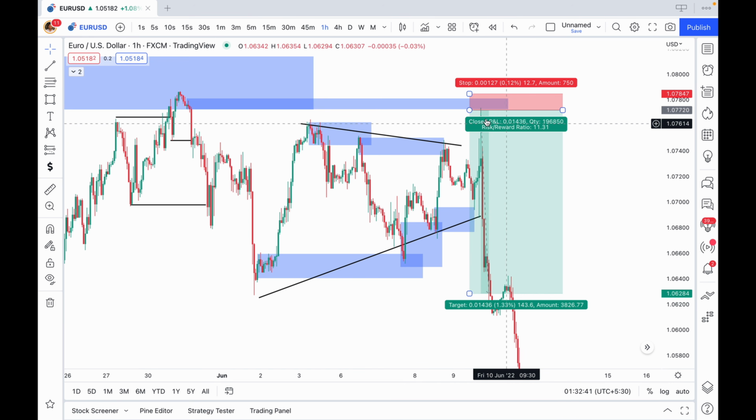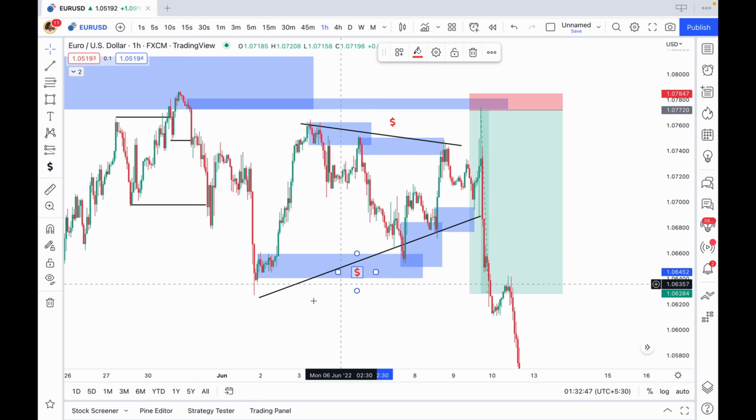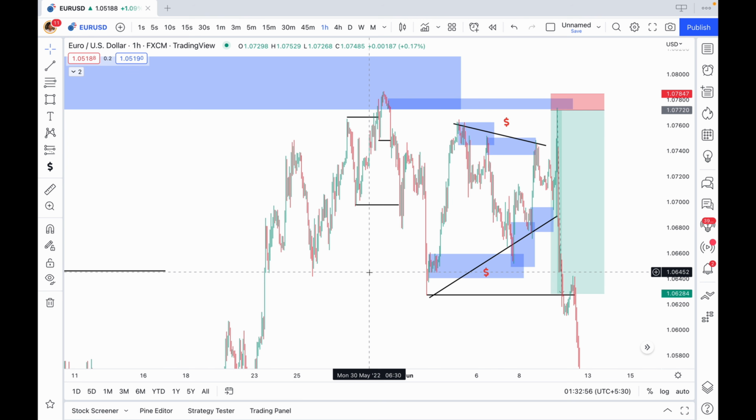So what did price do? Price swept the liquidity from upside, this trend line liquidity, and there was liquidity to the downside. So this will be our target. It is very simple to mark the liquidity once you understand how to perfectly mark the liquidity and what is the behavior of the price.